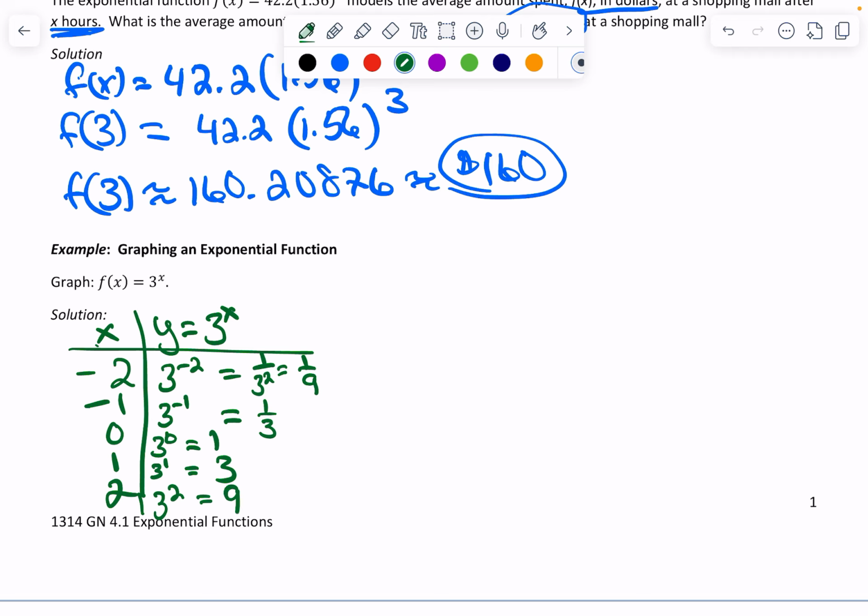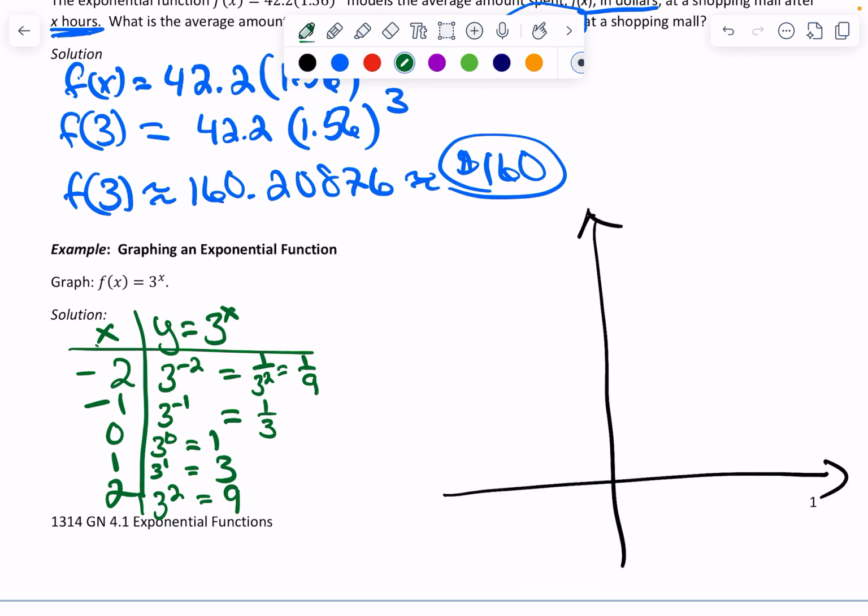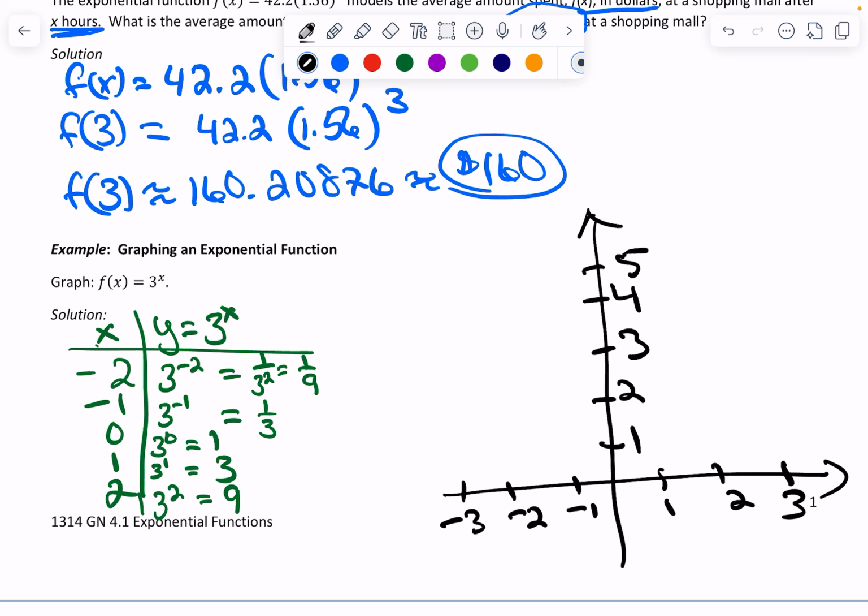Okay, so let's sketch. No, I forgot the axes labels. So -3, -2, -1, 1, 3. Actually, we're going to label 6, 7, 8, and 9.